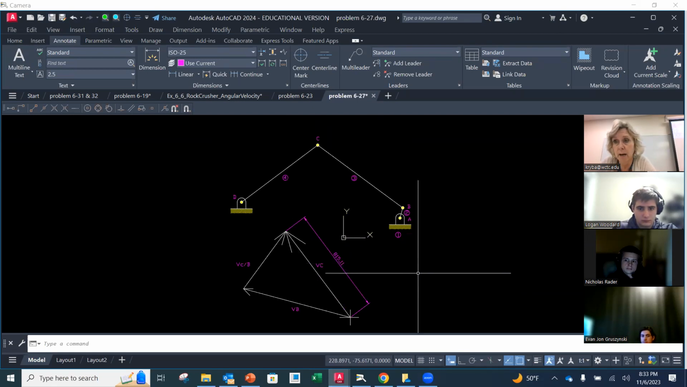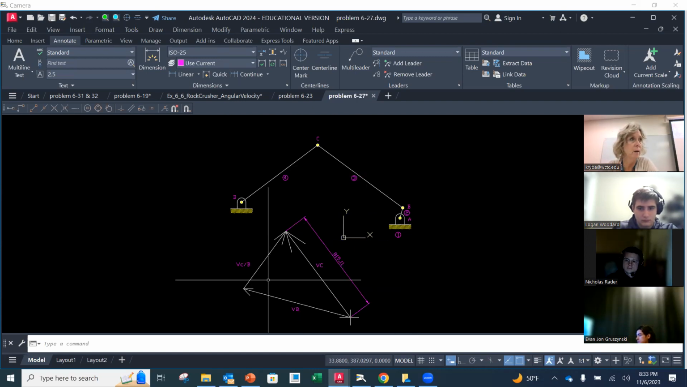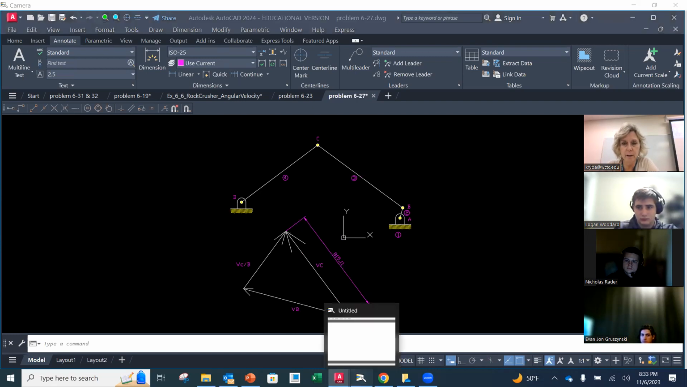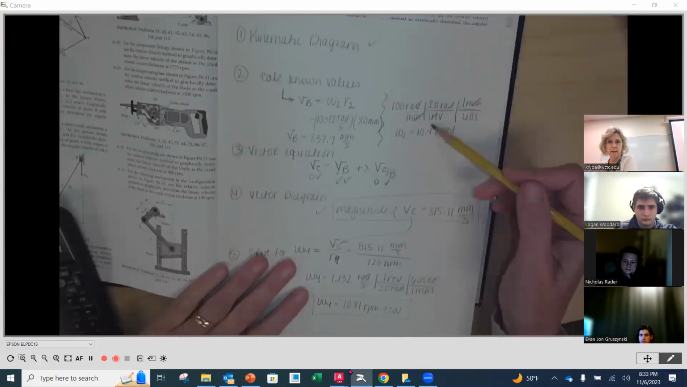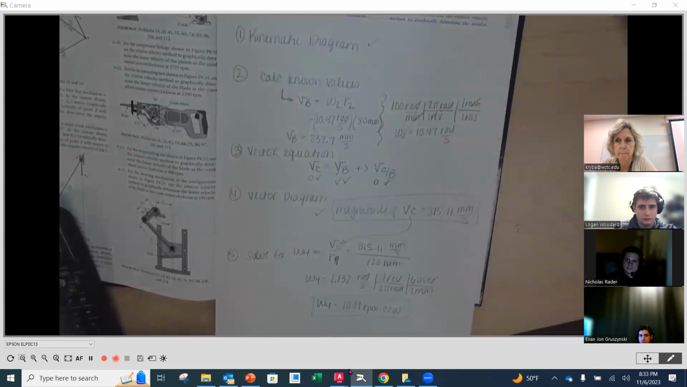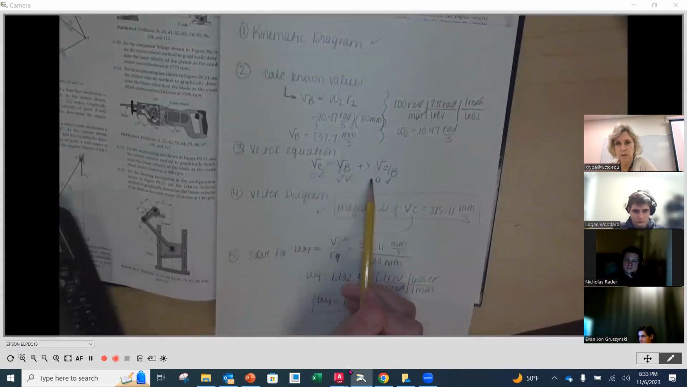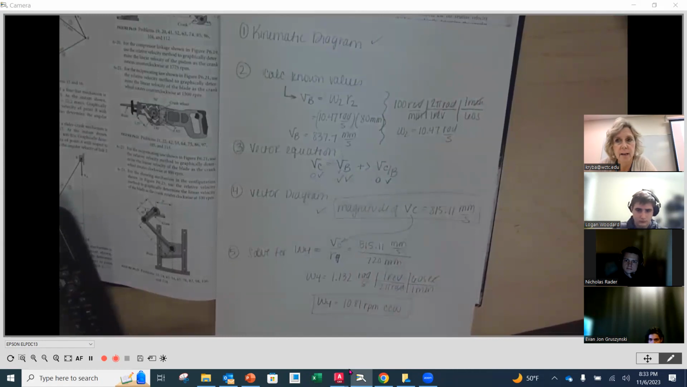So handing in wise, what you would do is you would take a screen snip around the outside here, and you would add it to a document, and then you would accompany it with your manual calculations that you did for VB, writing out the vector equation, and then calculating what your W4 is at the end. Okay.